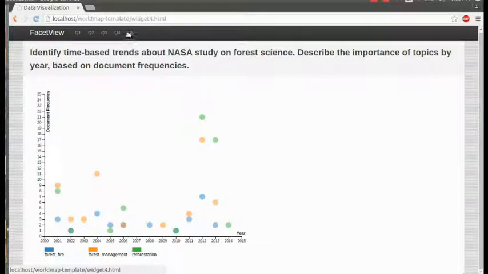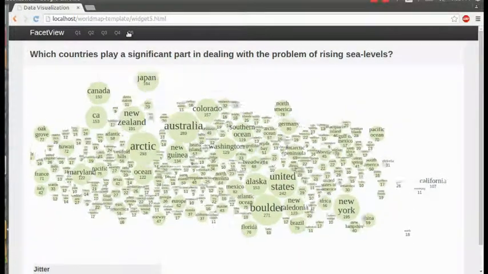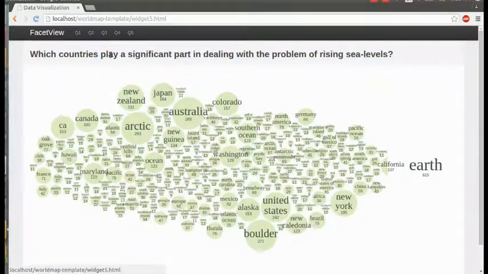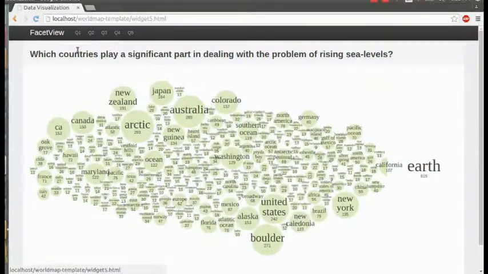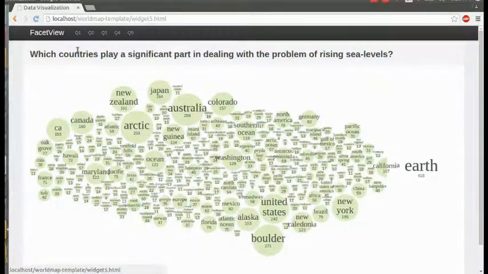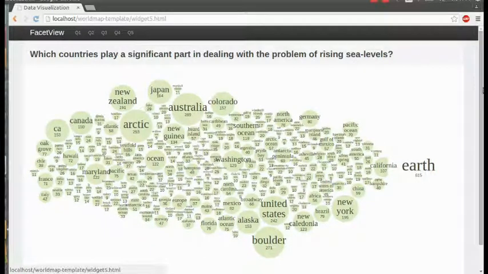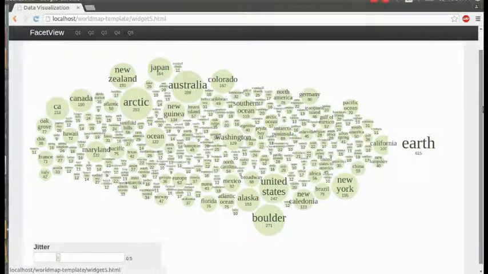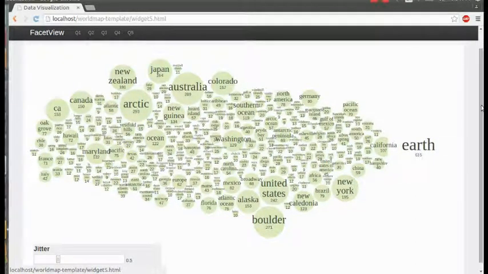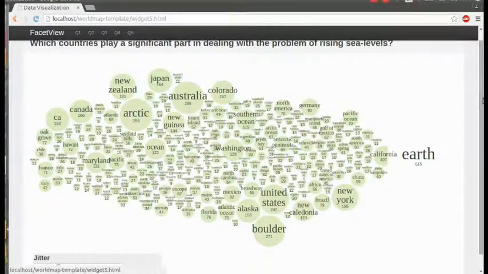Now let's move on to query 5. Query 5 is a simple query which asks us to display the relative importance of locations which are talking about the rising sea levels. Here we have represented this using a simple bubble chart. In the bubble chart, the size of each bubble is in proportion to the number of documents which talk about it.